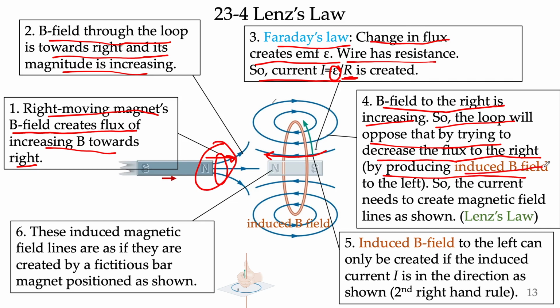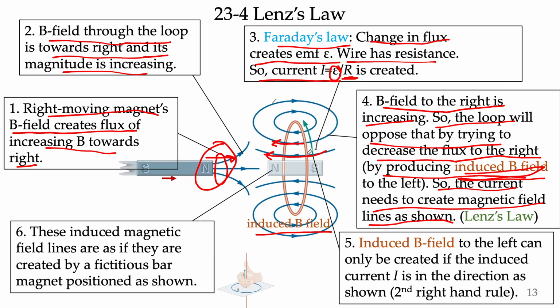So some magnetic field will be induced by this loop. The magnetic field lines here, you see these lines, they are not from this magnet. From this magnet they are actually to the right, but these are from this loop, and they are to the left to oppose this magnet. So the current needs to create magnetic field lines as shown. Lenz's law tells us there are going to be induced magnetic field lines to the left inside the loop.